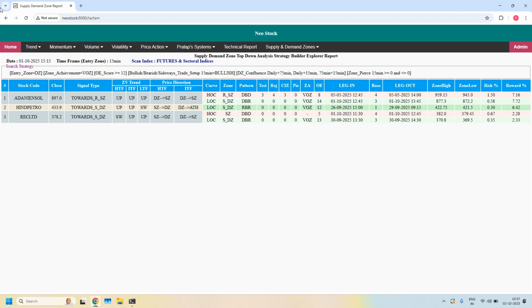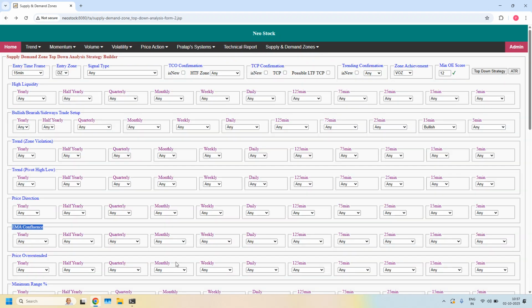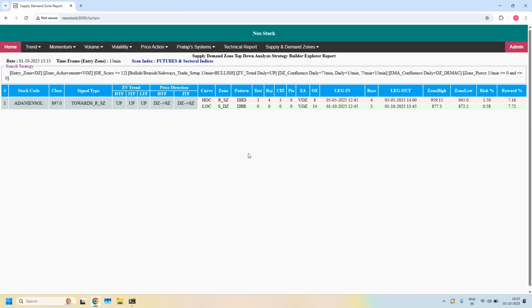Let's verify in these 2 stocks any daily demand zone having daily EMA confluence, and trend on the daily should not be sideways. It should be uptrend because it is a bullish trade setup. 1 stock is filtered. So this 15 minutes demand zone might be having more high probability to get success, provided less than 20 checklist items are satisfied. Otherwise, higher chances of zone violation.